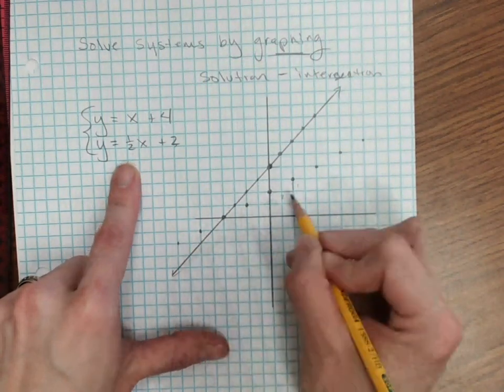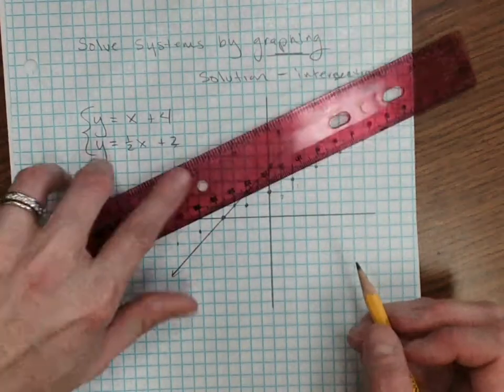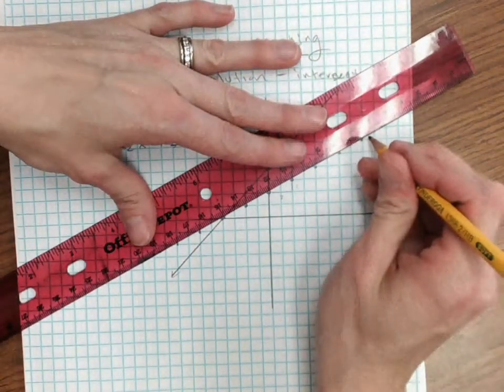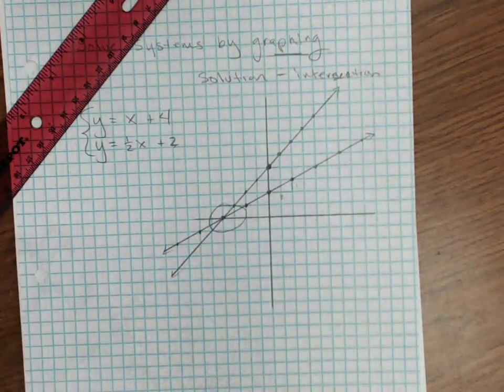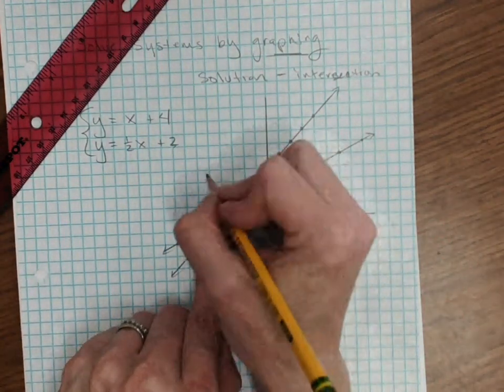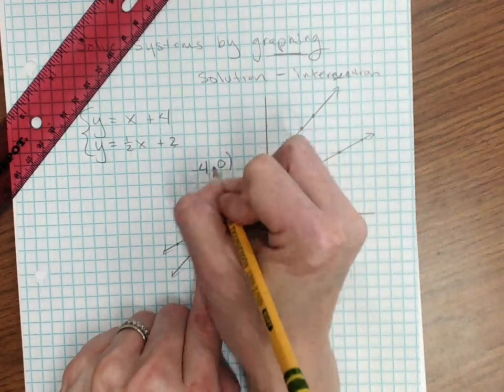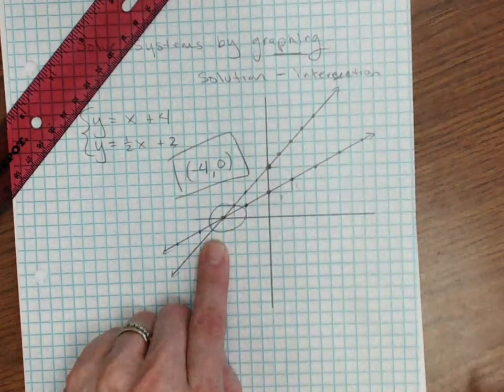And I've crossed over, right? So if I draw my line in here, these two lines intersect at this point right here, which is -4, 0. That is my point of intersection.